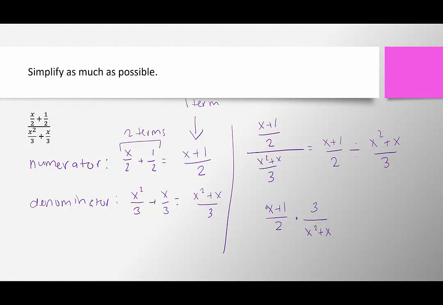Now we're ready to see if any of the 4 corners can be simplified. So x plus 1, nope, can't be factored. Sorry, factored, not simplified, factored. 2, no. 3, no. How about x squared plus x? Yeah, we have a GCF there. It's going to be x, leaving behind an x plus 1. And now look, we have a common factor in the denominator and the numerator. And our final quotient will be 3 over 2x. And that would be it for this example.